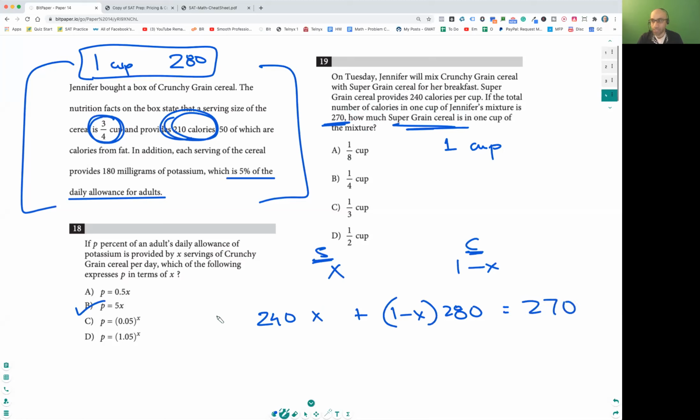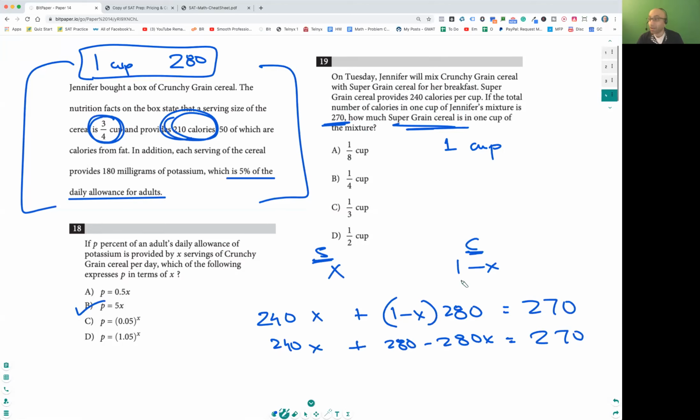So now try to solve this. You're going to get 240x plus, I'm just going to bring this over here, 280, distribute this inside, minus 280x is equal to 270. Okay, now you can solve this, right? This is probably the traditional way for most of you, right?